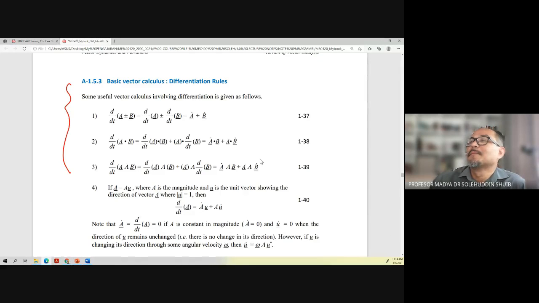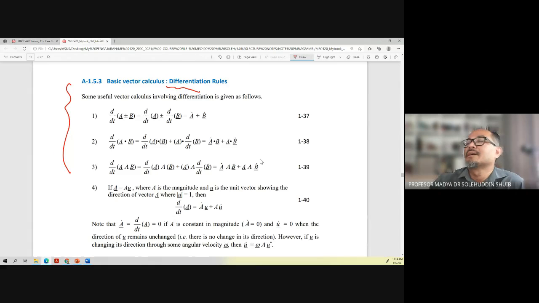We're going to use basic vector calculus, differentiation rules. I had mentioned earlier in our class how to differentiate addition, how to differentiate dot product, how to differentiate cross product, and how to differentiate vector, and unit vector.